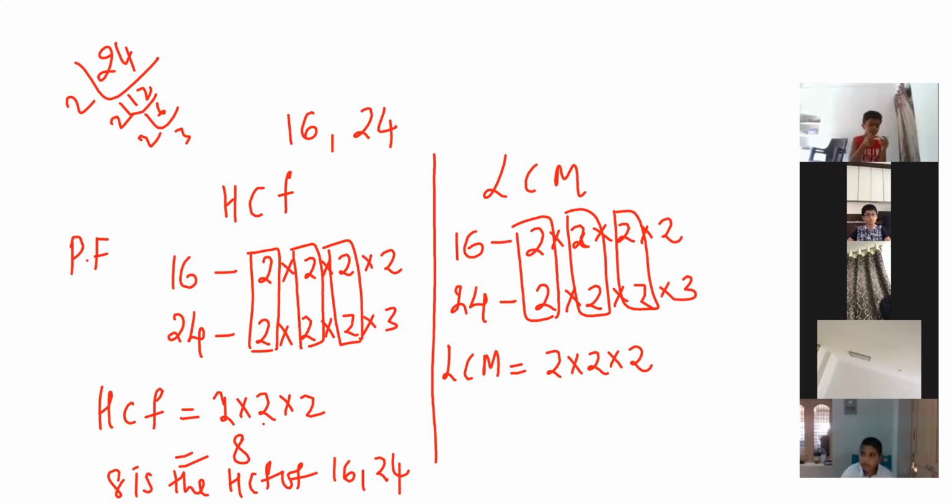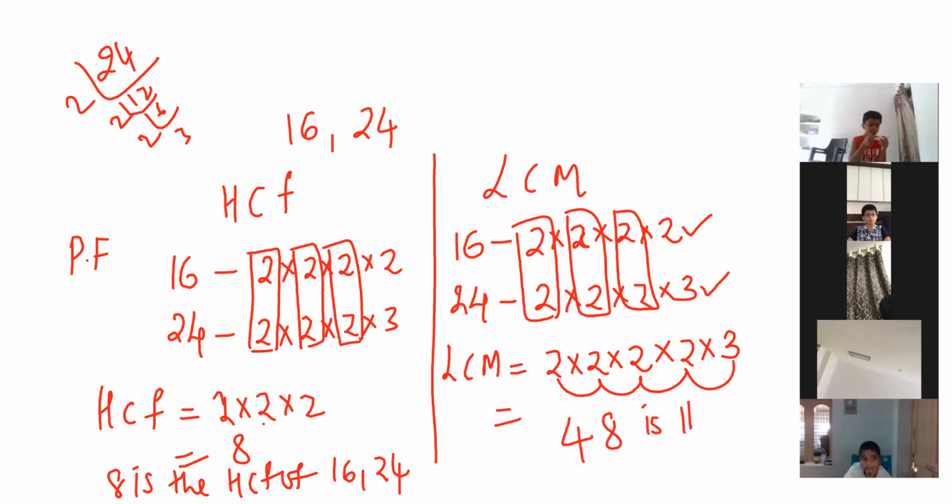Other than that, what remained extra? These two remained extra as factors, right? Let us take those two also to multiply. Now let us multiply all together. 2 twos are 4, 4 twos are 8, 8 twos are 16, 16 threes are 48. 48 is the LCM of 16 and 24. Did you all get it, children?